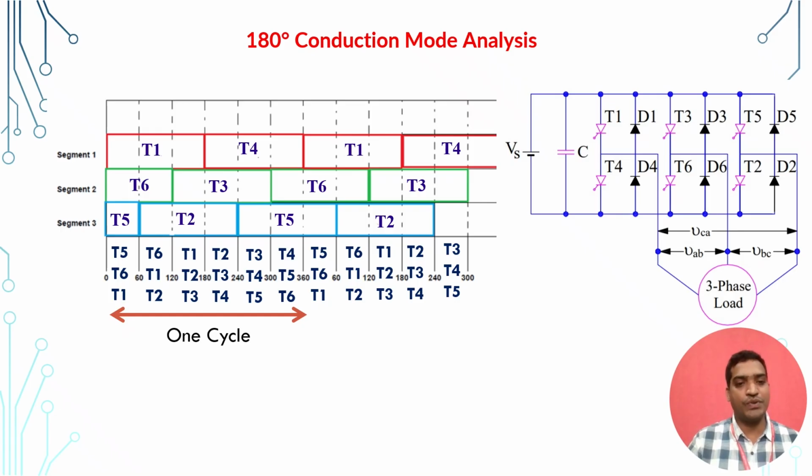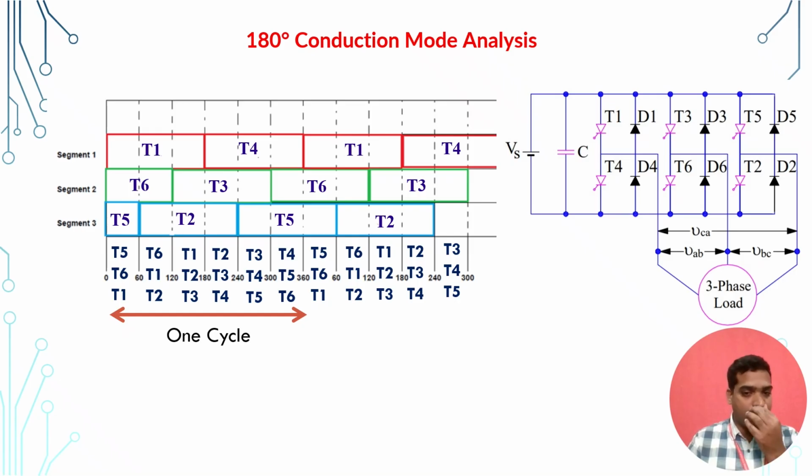Similarly in segment 2, T3 will be turned on from 120 up to 300. From 300 to 120 again, T6 will be conducting. So again it is repeating the cycle. Similarly in segment 3, T5 and T2 will also repeat the cycle.